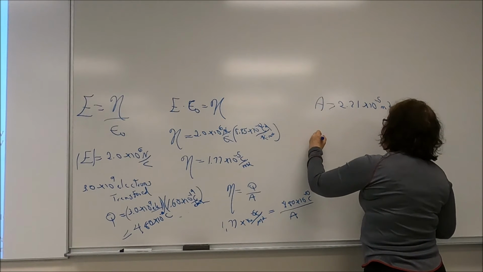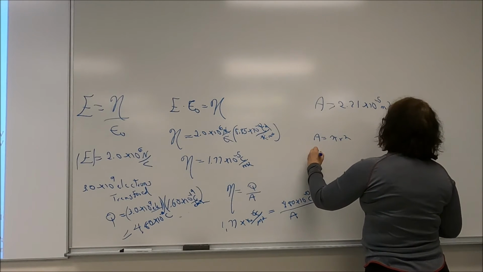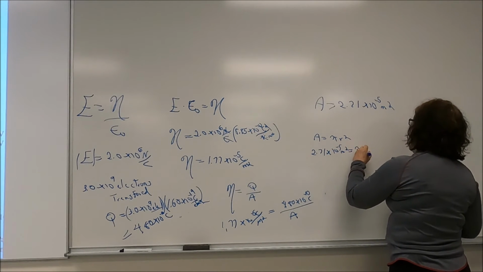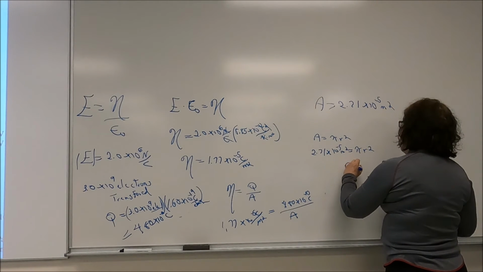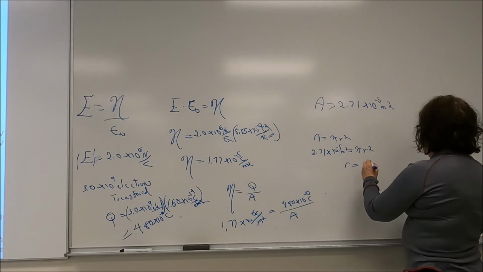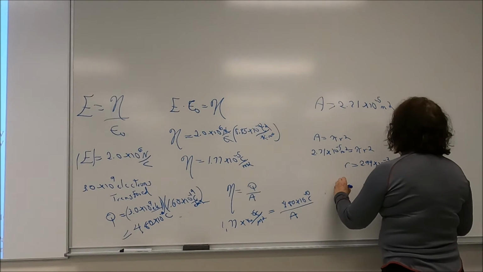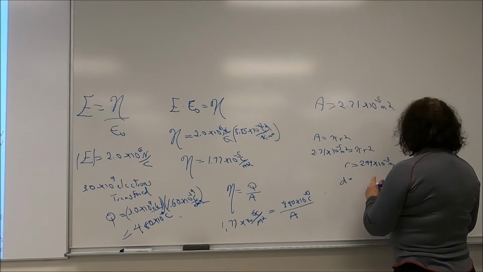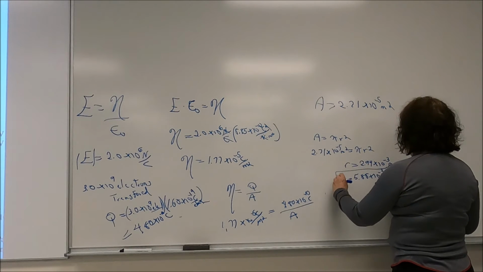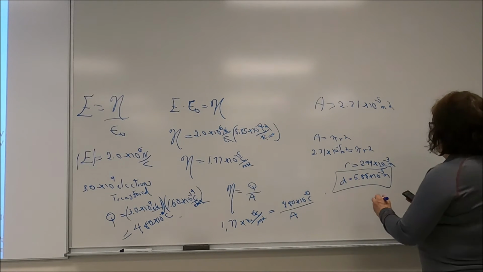So the area of a disk is pi r squared. So 2.71 times 10 to the minus 5 meters squared is equal to pi r squared. So r equals 2.94 times 10 to the minus 3 meters. The diameter would be twice that. So 5.88 times 10 to the minus 3 meters. So that's 5.88 millimeters.